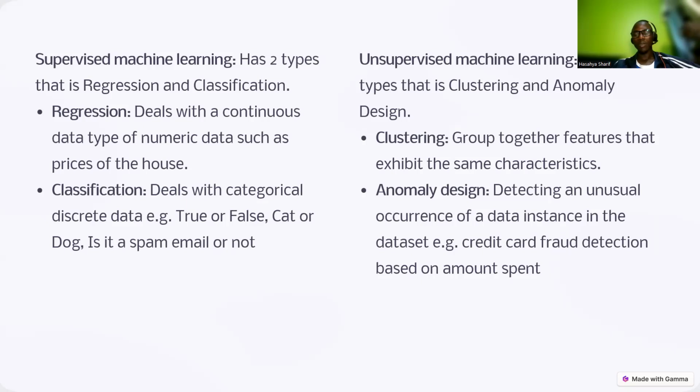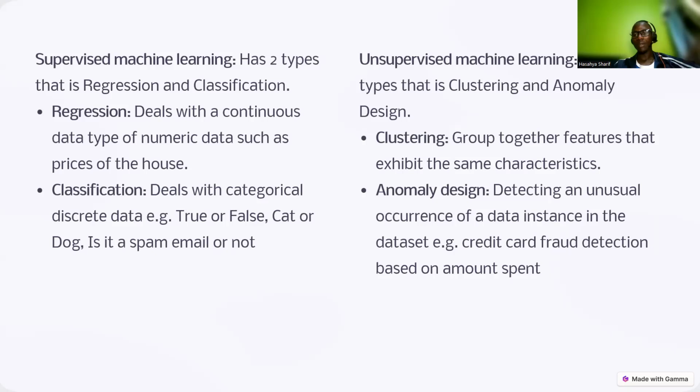Then unsupervised learning is also broken down into two main categories. One, we have clustering, which involves grouping together features that exhibit the same characteristics. An example which you can take is a recommendation engine that recommends to the different users who are using Netflix. Also, a Google search engine, which uses keywords to bring out the clustered web pages.